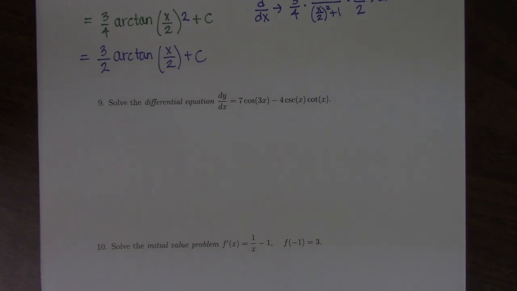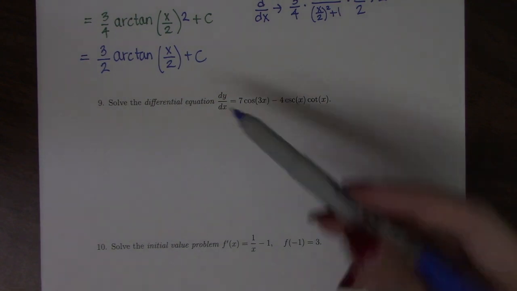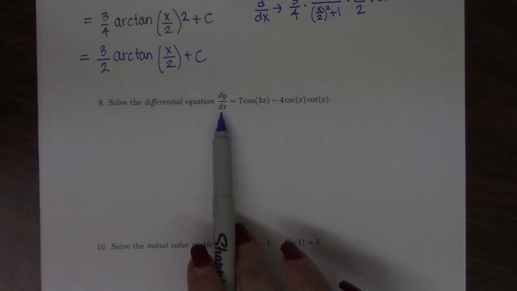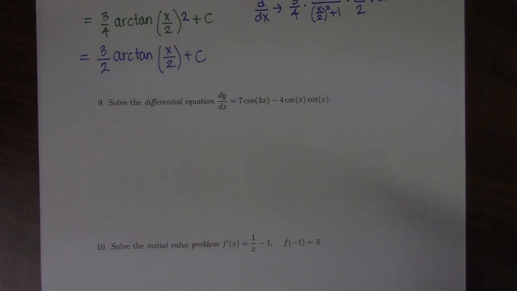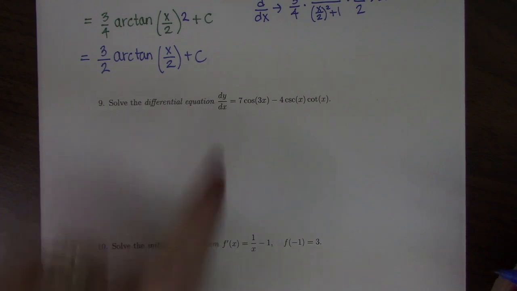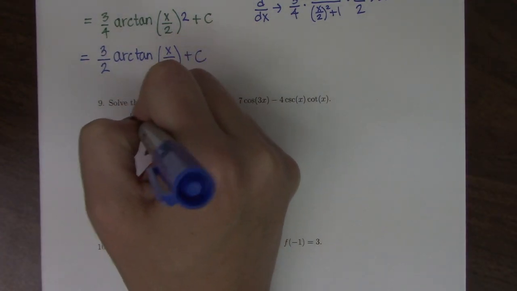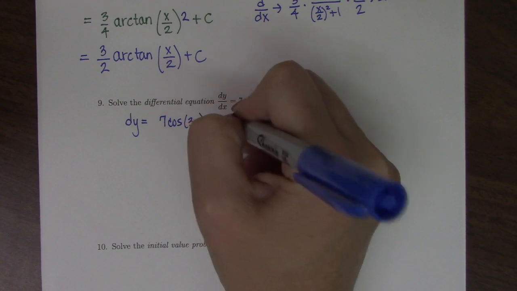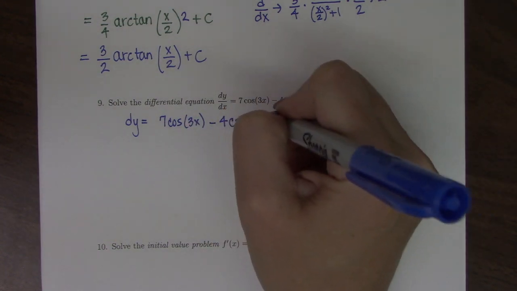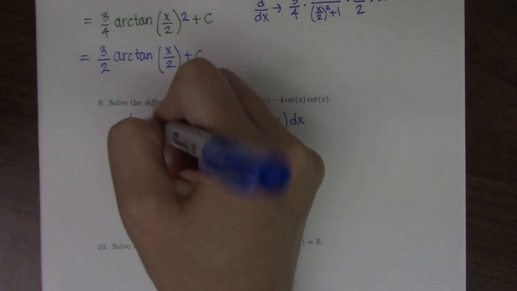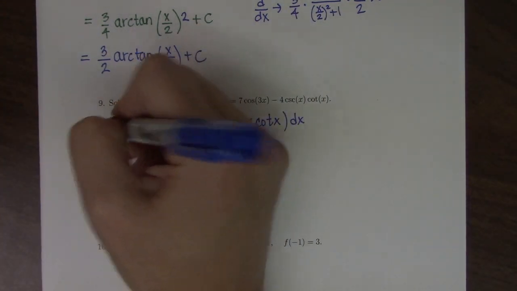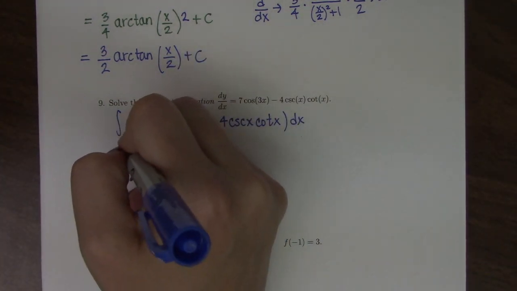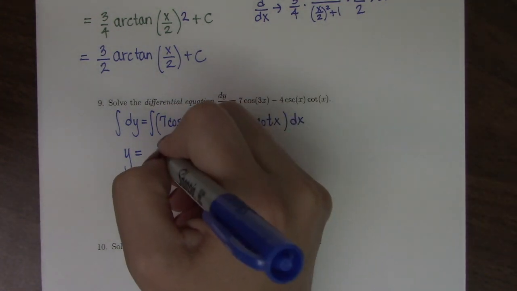9 says solve the following differential equation. So when we looked at differentials, we said, well, all that really was taking the derivative, dy dx of a function, and then separating the dx from the dy, and we did that by just moving it to the other side of the equation. So when we solve a differential equation, it's really the same thing as saying find the original function y. So dy is 7 cosine 3x minus 4 cosecant x cotangent x dx.